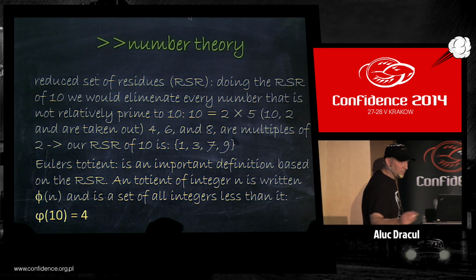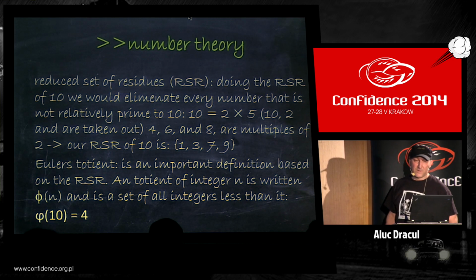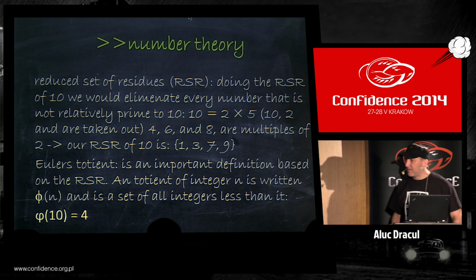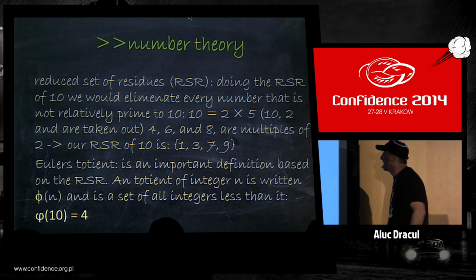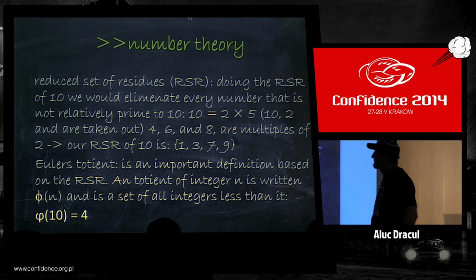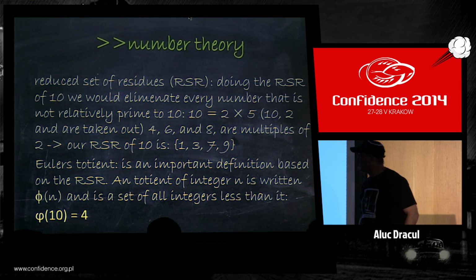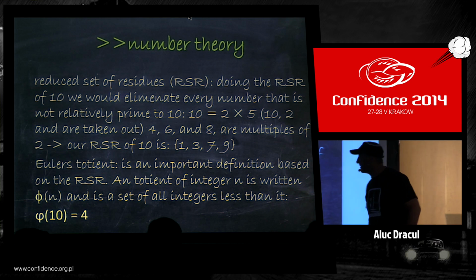Going a bit further, we figure out there is something like the reduced set of residues. For 10, we eliminate every number that's not relatively prime to 10. 10 is 2 times 5, so the 10 and the 2 we can take out. And we can divide 6, 4, 8 by 2, so we can take them out too. So actually our reduced set is 1, 3, 7, 9.